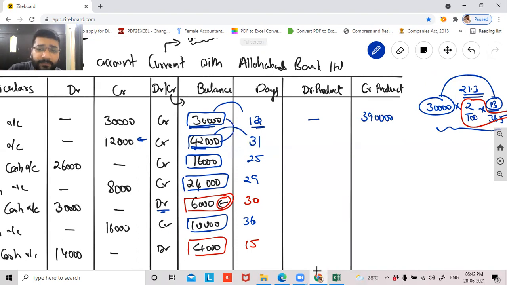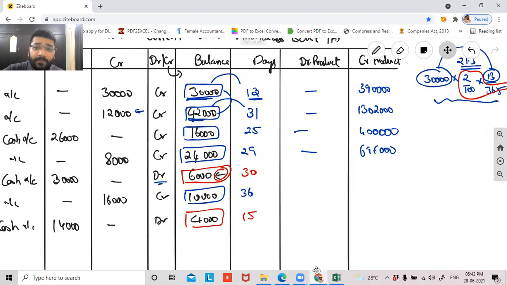Next, guys, 42,000 into 31 is how much? 13,02,000. I hope all of you are using the M plus and MRC function. 30,000 into 13, M plus. 42,000 into 31, M plus, 13,02,000. Next, 16,000 into 25, M plus, 4 lakh rupees. 24,000 into 29, M plus, 6,96,000 rupees. Guys, time is very crucial. I hope you know how to do M plus and MRC by now. There's no point in wasting time. Now I'll first finish the credit product column. Then 10,000 into 36, M plus, 3,60,000 rupees. I do MRC now. 31,48,000 rupees is the total.